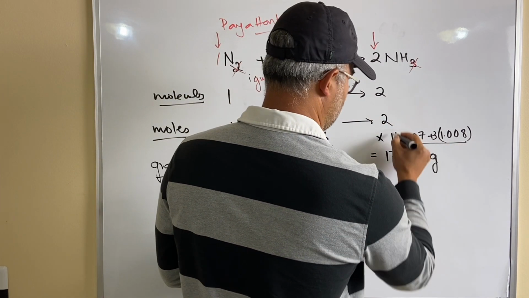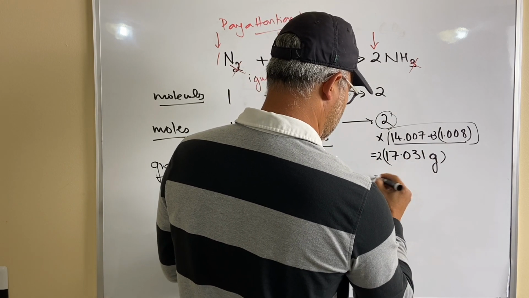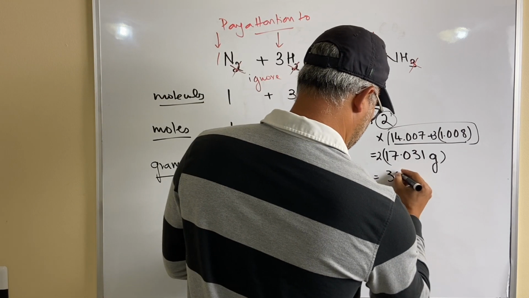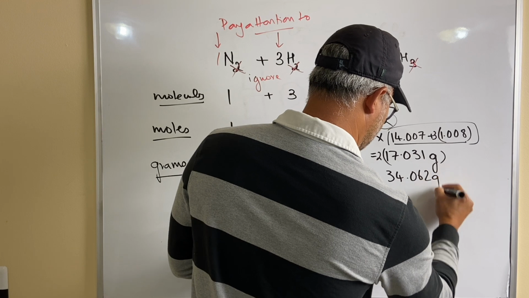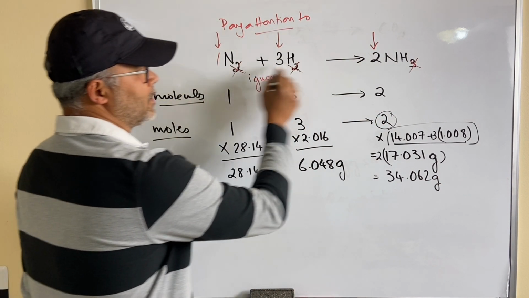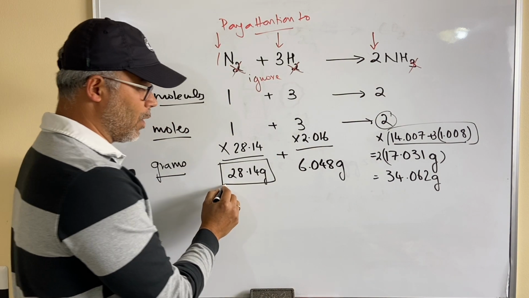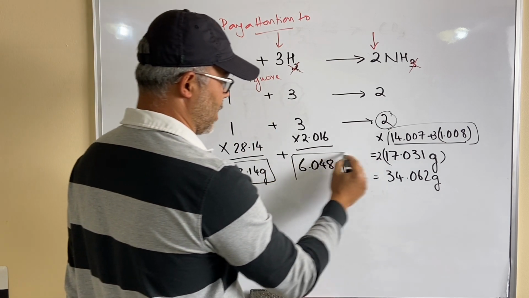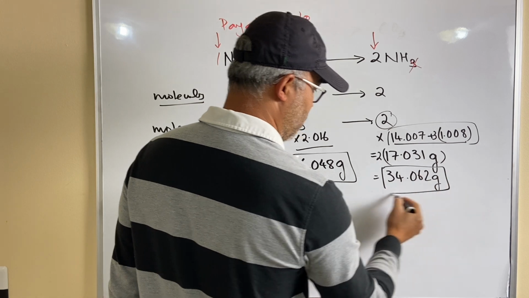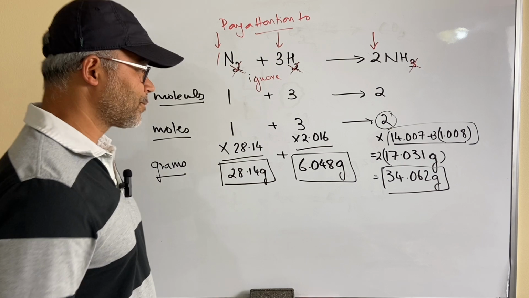That's this, but I have to multiply that with 2. So 2 times that would be equal to 34.062 grams. So basically what I'm saying is that to satisfy this balanced equation out here, 28.14 grams of nitrogen is needed to be combined with 6.048 grams of hydrogen, and that collectively gives us 34.062 grams of ammonia, NH3. Okay.